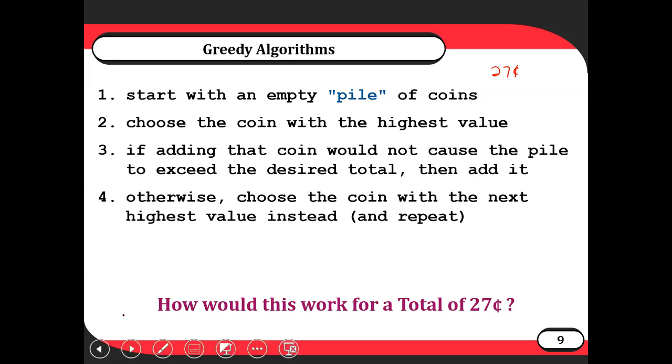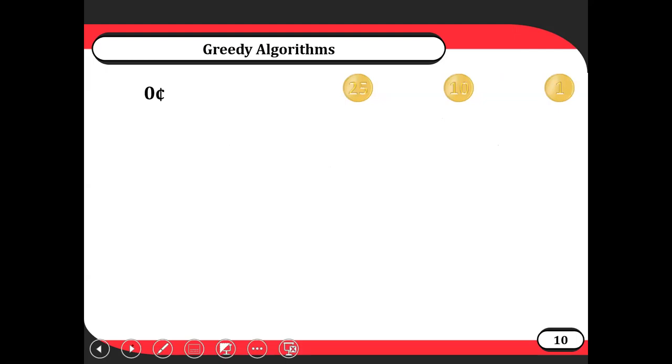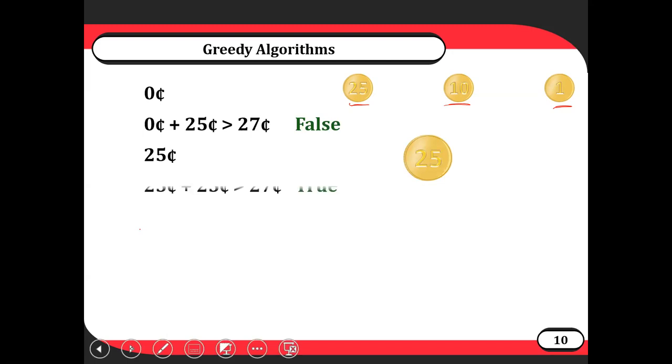a greedy algorithm for finding how I can get 27 cents, for instance, out of a set of dimes, quarters, and pennies. So I start with 0 cents, and then I take the highest number. So the highest number is 25, and 0 plus 25 is not greater than my target. So then I can keep that 25 cents. And now I grab another 25 cent coin. So 25 cents plus 25 cents is 50 cents, and that's higher than my target. So I've overshot. So I don't want to take this coin.